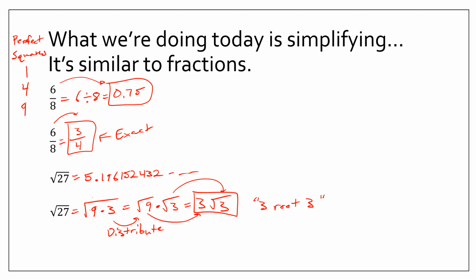What did I do? Well, I found a perfect square that lived inside of 27, and I was able to take the square root of just that. So this is kind of weird. Let's do a couple more examples.